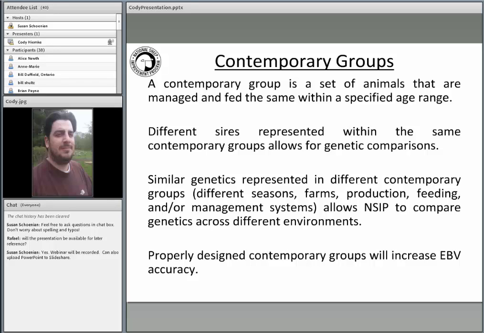Sharing rams across different farms allows NSIP to compare genetics across different environments, seeing how different animals perform in different environments. And then I guess one of the big keys here is properly designed contemporary groups will increase EBV accuracy. Conversely, poorly designed and not as optimum contemporary groups will decrease accuracy.